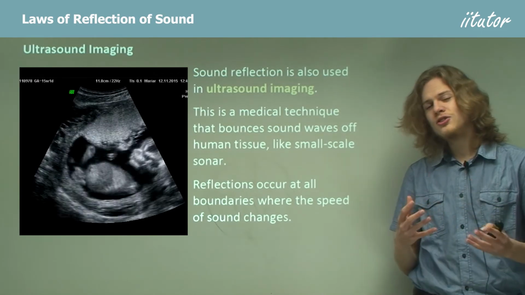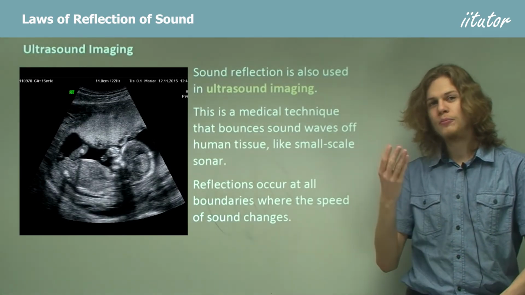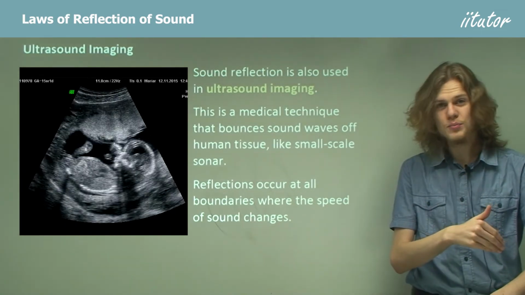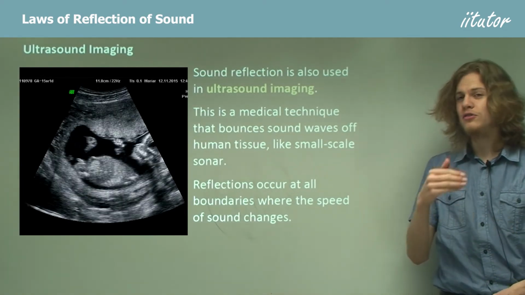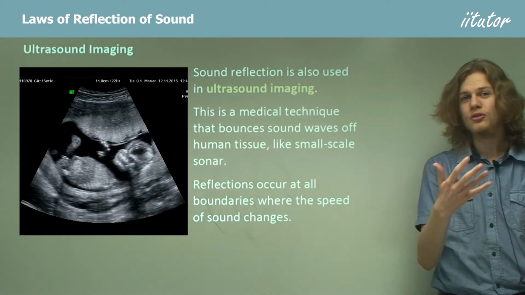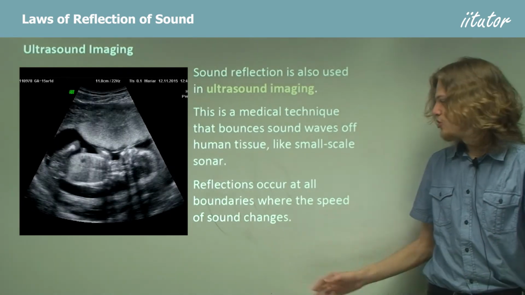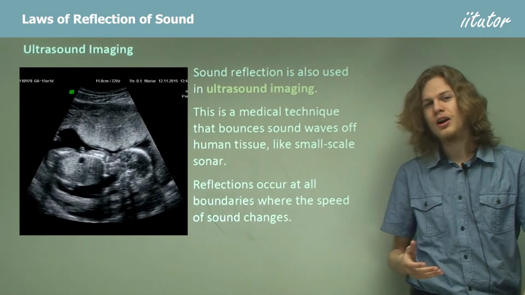And of course, reflections occur at all changes in medium. So it means that when an ultrasound pulse is sent through the skin, part of it will bounce off the skin and part of it will be transmitted. Part of it will bounce off, say, the blood vessels underneath, and part of it will be transmitted. Finally, some will bounce off the bone underneath that, and some will be transmitted, of course. And so because of this, we're able to build up an image of the layers that are underneath the skin of the body.